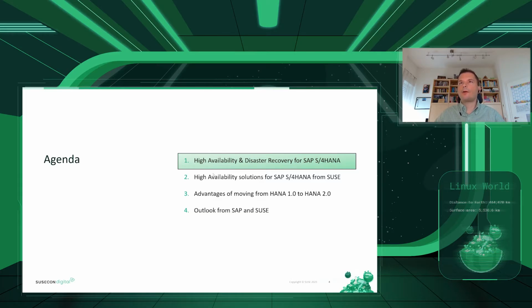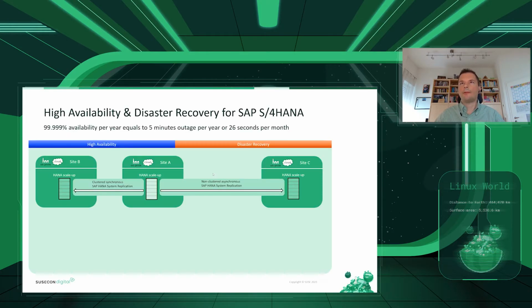So let's start with the concepts of high availability and disaster recovery. Here on this illustration, you see three sites: site A, site B, and site C. These sites can be either on-premise or in the cloud, or a mixture of both, for example, site A and site B on-premise and site C in the cloud. We have three SAP HANA scale-up systems configured here and system replications between those scale-up systems. We have a system replication from site A to site B and a system replication from site A to site C. So let's start with the system replication on the left side from site A to site B.